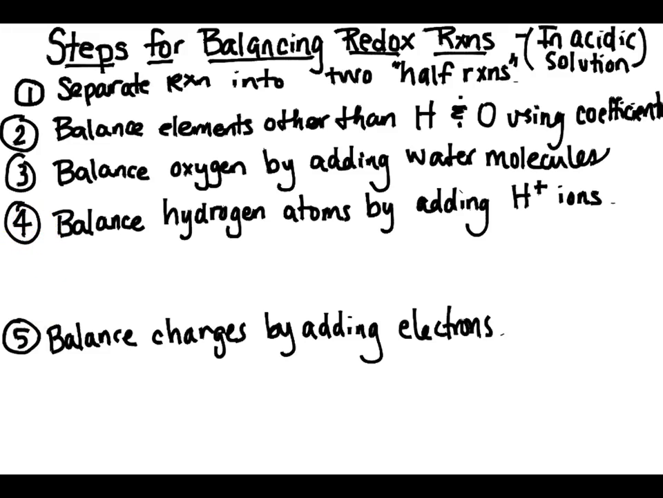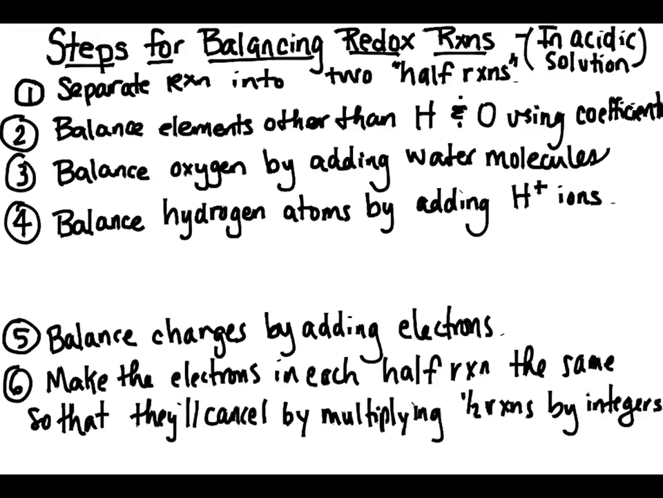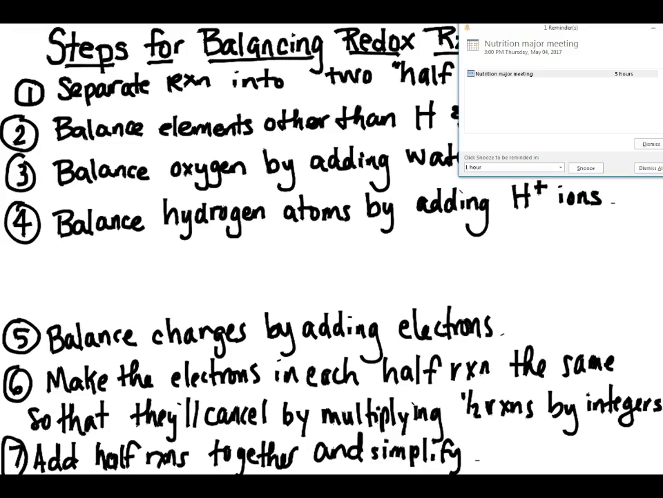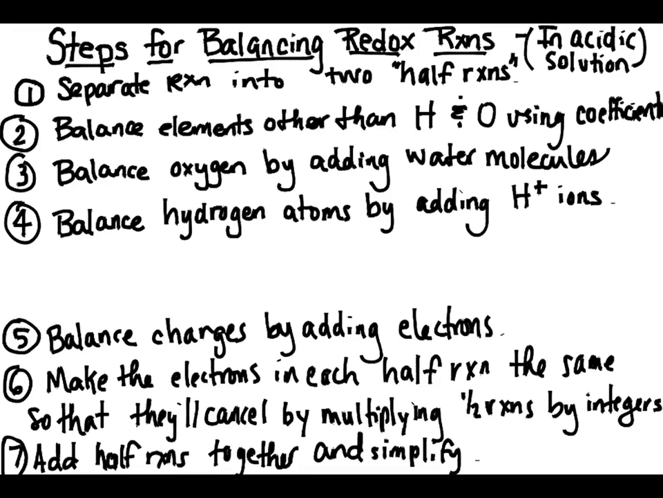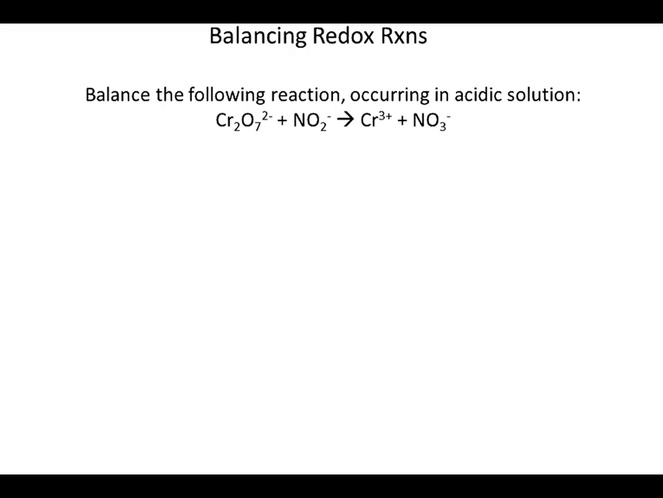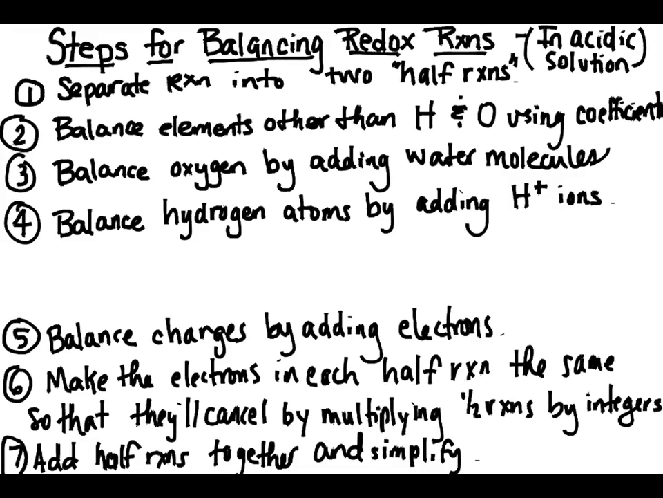I'm leaving space here because we're going to change this for basic solution in a minute. I'm going to add in one step. Make the electrons in each half reaction the same so that they'll cancel by multiplying the whole reaction by an integer. And then at the end, you're going to add the half reactions back together, and then simplify anything that's the same on the left and the right. So we're going to use this example in acidic solution.